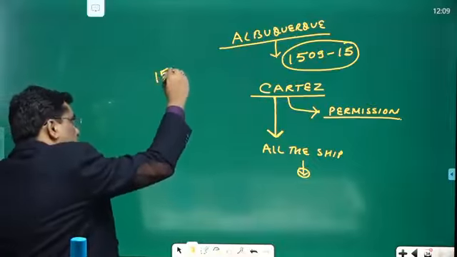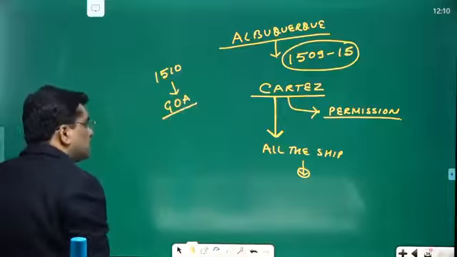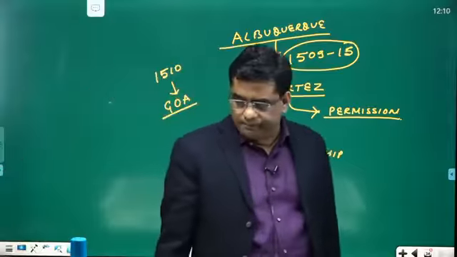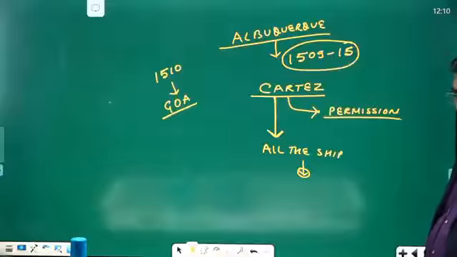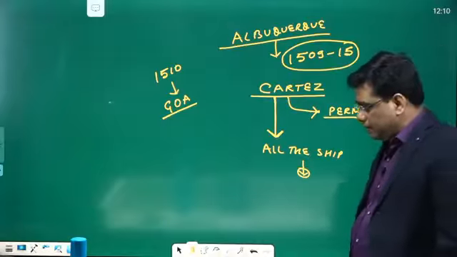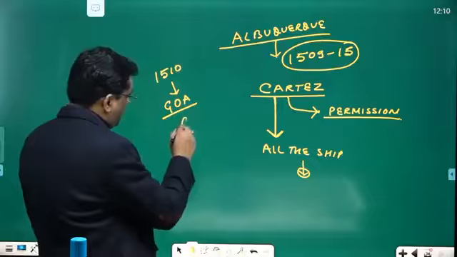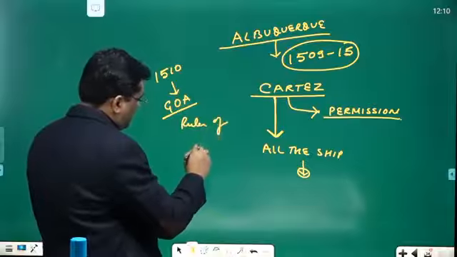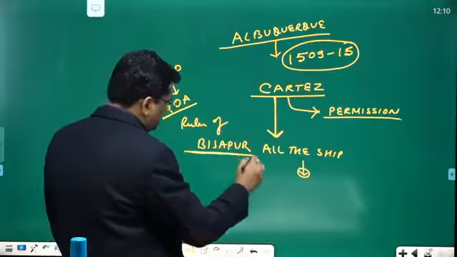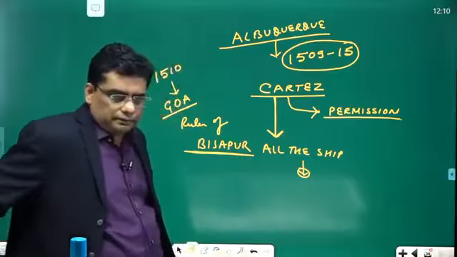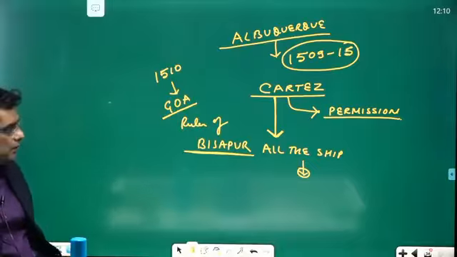(1510), Albuquerque captured Goa from the ruler of Bijapur. The Portuguese captured Goa from the ruler of Bijapur.